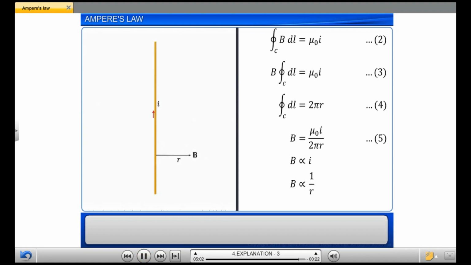The direction of the magnetic field can be determined by using the right-hand thumb rule. Imagine a straight conducting wire held in your right hand. Stretch the thumb in the direction of the current. The curl of the fingers around the conductor represents the direction of the magnetic field.